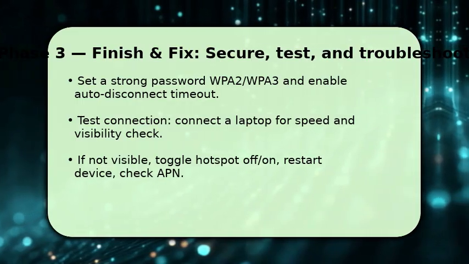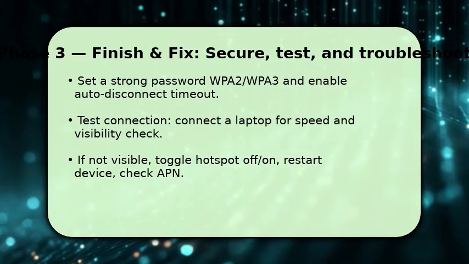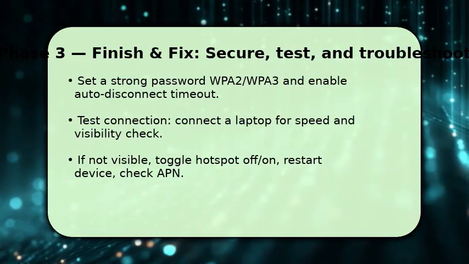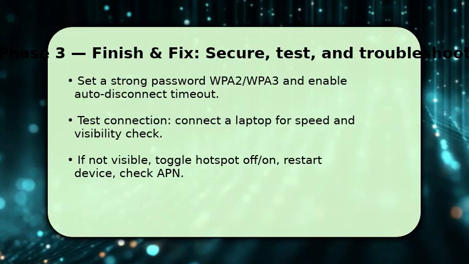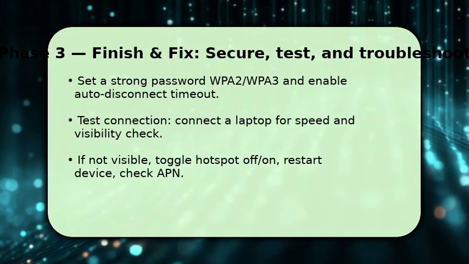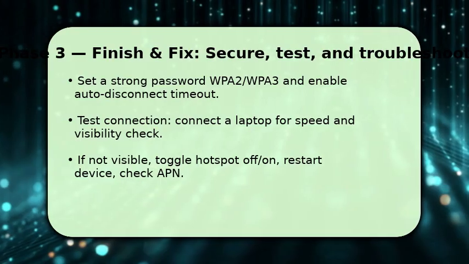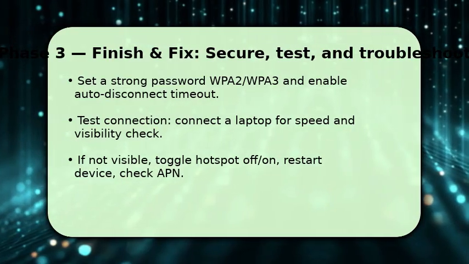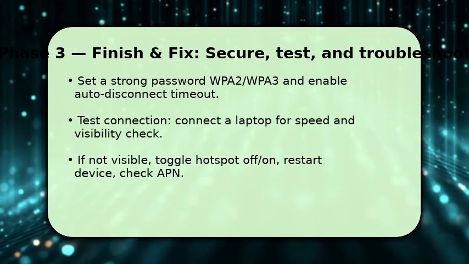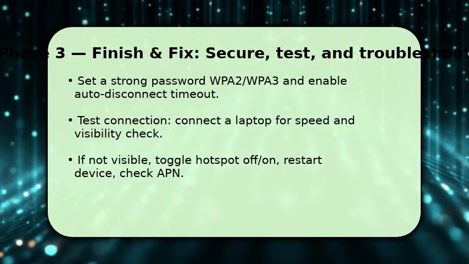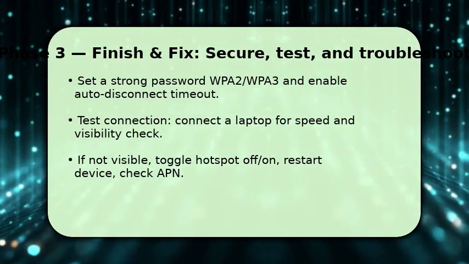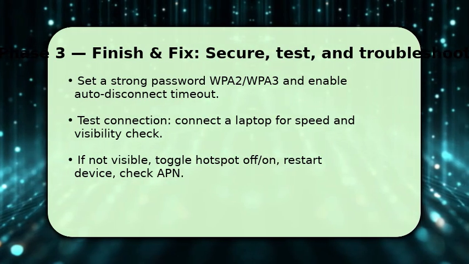Then test. Connect a laptop or another phone, confirm visibility and that the network name matches your edited SSID. If the name doesn't show, toggle the hotspot off and on, restart your device, and double-check any carrier tethering settings or APN restrictions. If issues persist, try changing the device name again. This often forces the system to refresh the broadcasted hotspot name.